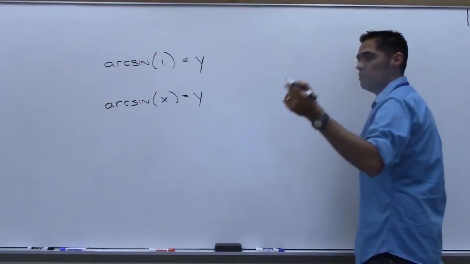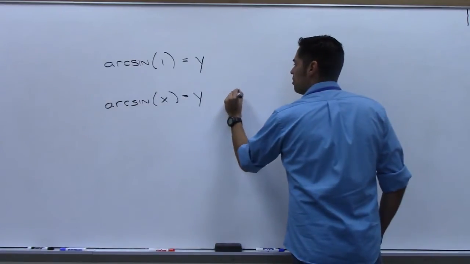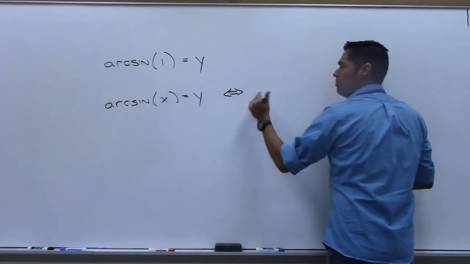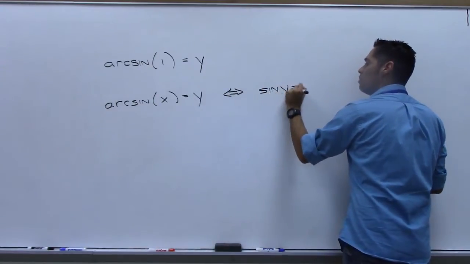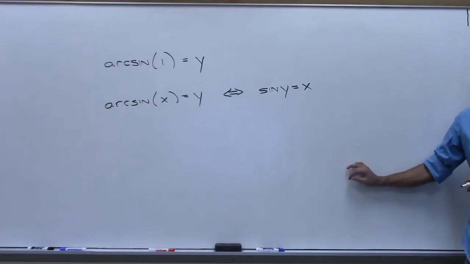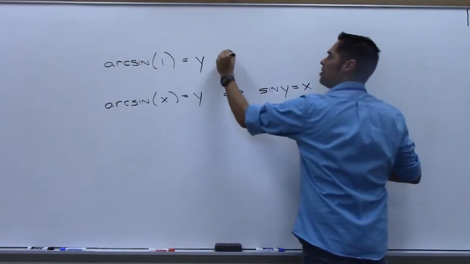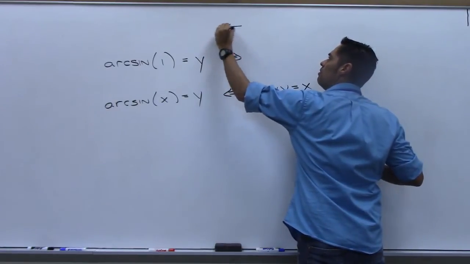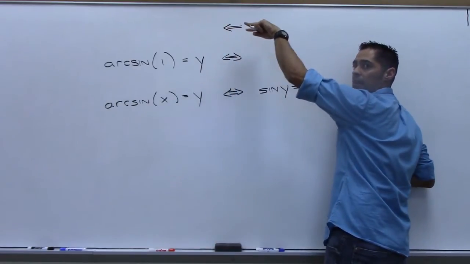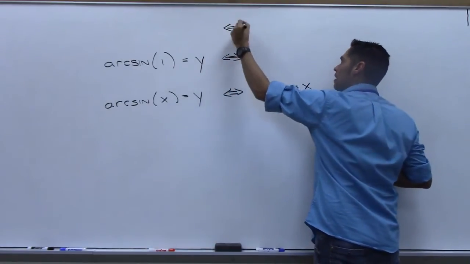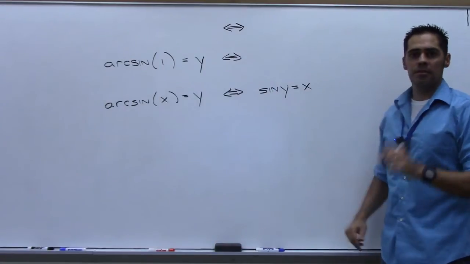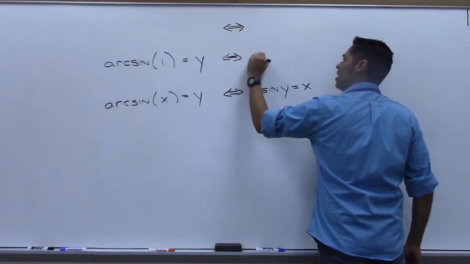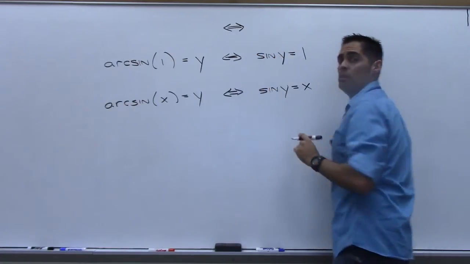According to what I had up there just a second ago, this is a double implication, meaning if and only if sine of y equals x. So up here, this should say if and only if, everyone. This is a double arrow, an implication that goes that way and the other way. That's what this symbol is. I'm just drawing it real fast, I apologize. If and only if sine of y equals 1. So that's what you were saying.